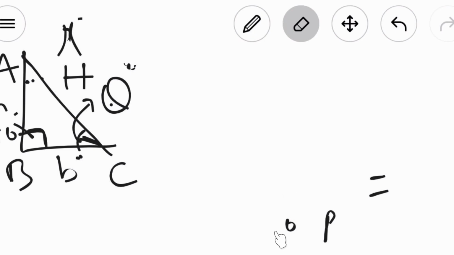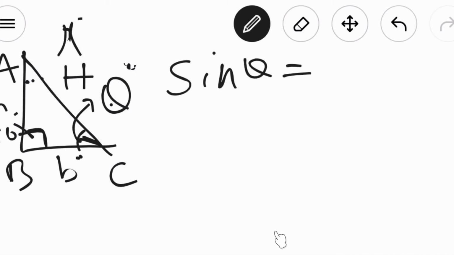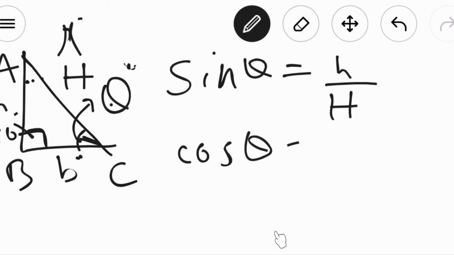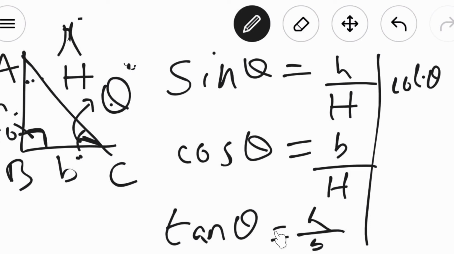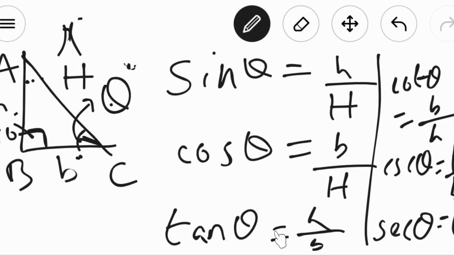So let me write all of them together again. Sine theta is h over capital H, and cosine theta is b over capital H, and tan theta is h over b, and cot theta is going to be the inverse of tan, b over h, and cosecant theta is the reverse of sine, which is capital H over small h, and secant theta is going to be capital H over b.